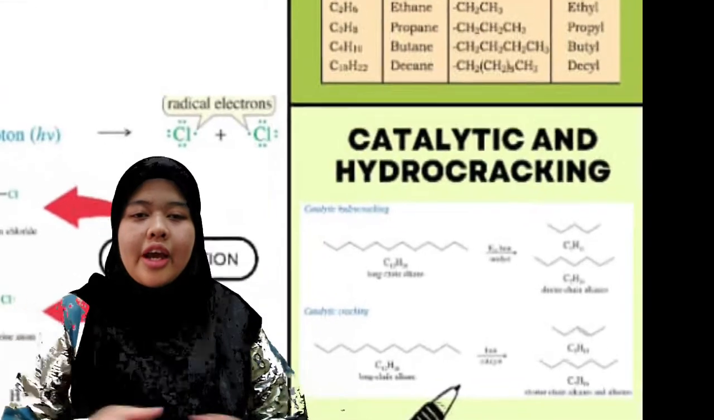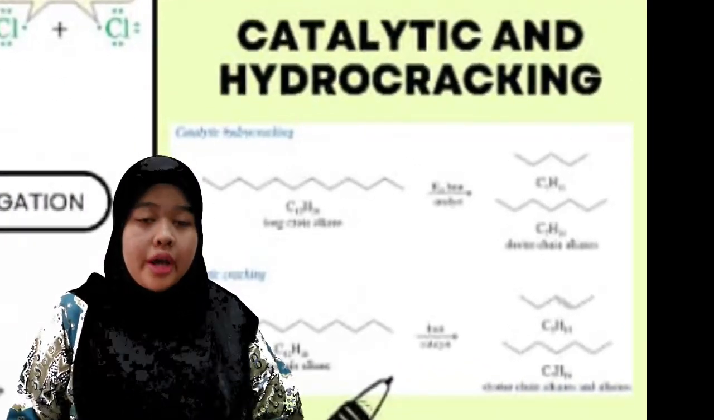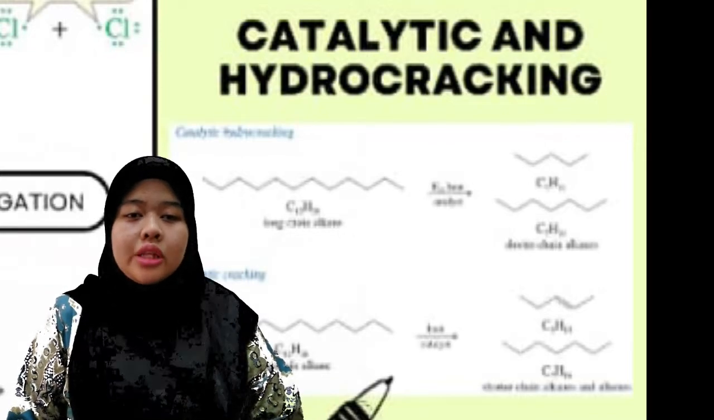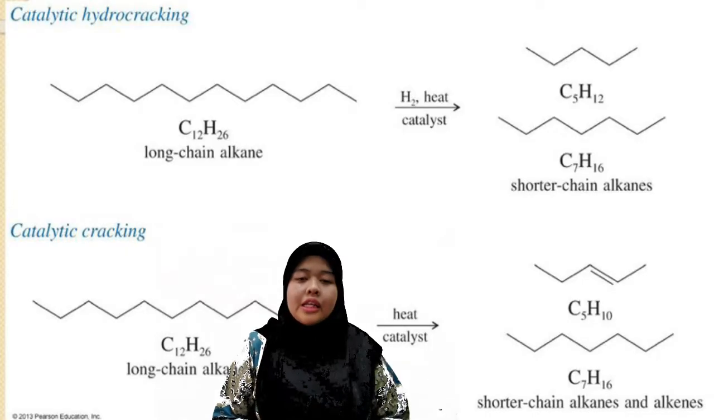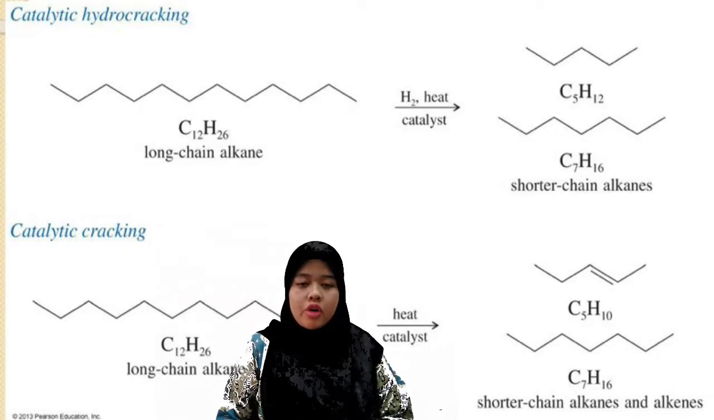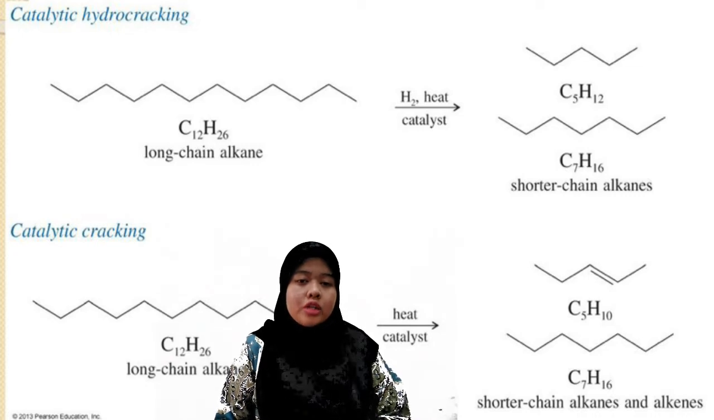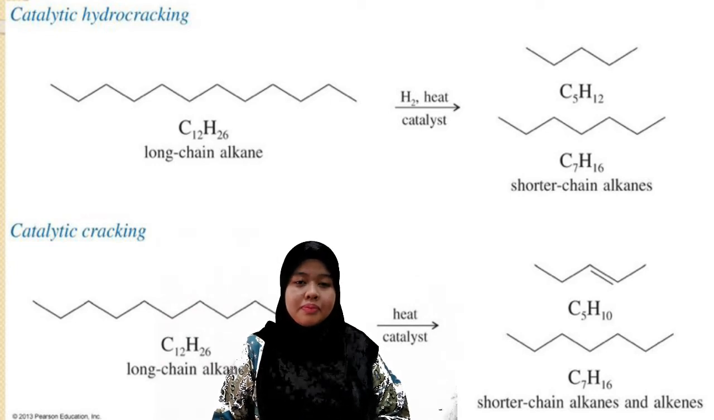Catalytic cracking and hydrocracking are processes used in petroleum refining to crack heavy, long-chain alkane feedstocks into lighter, shorter-chain alkane feedstocks. Catalytic hydrocracking is used for converting high boiling point hydrocarbons to more valuable lower boiling point products. For example, dodecane can be cracked to form pentane and heptane with high temperature and a catalyst like alumina.